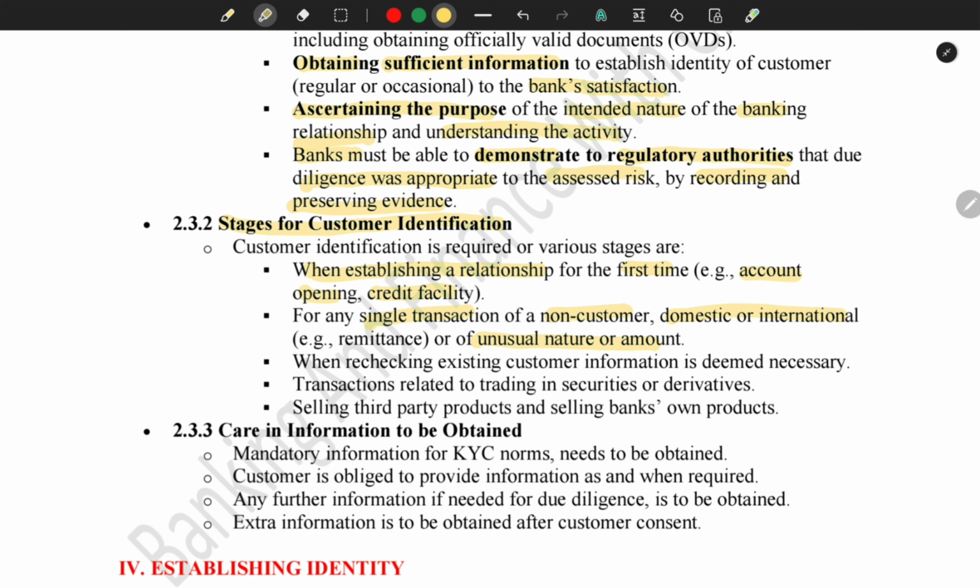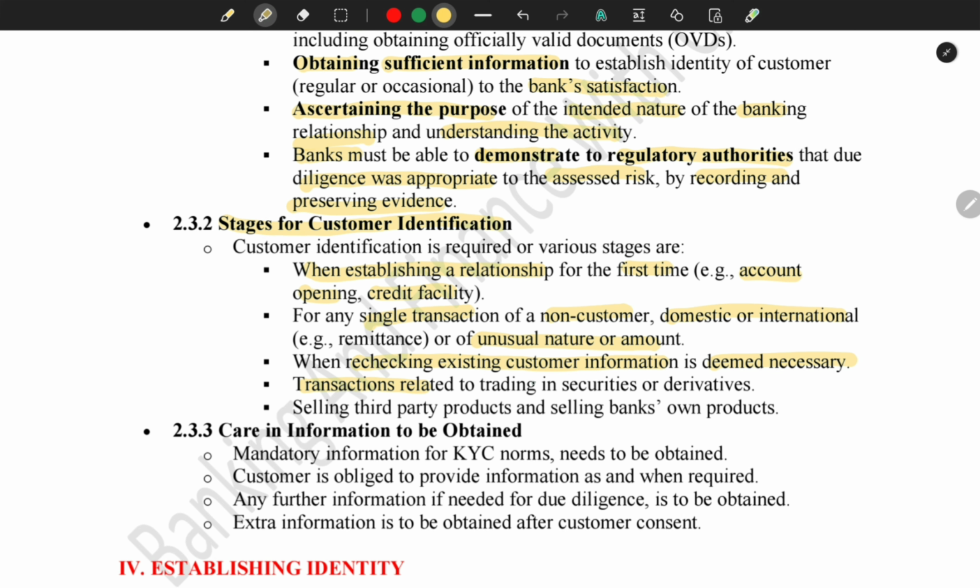So let's suppose a customer just came to you and is telling you that he needs to remit some amount to somewhere. You need to be very aware and you need to get all the required documents before making that remittance. Then when rechecking existing customer information is deemed necessary. So let's suppose you get a tip that that customer is involved in some money laundering activities, then you may need to recheck the customer identifications or recheck the KYCs of that existing customer.